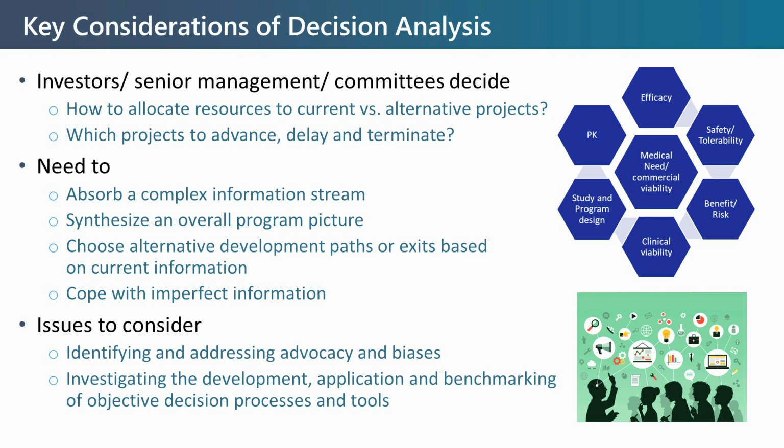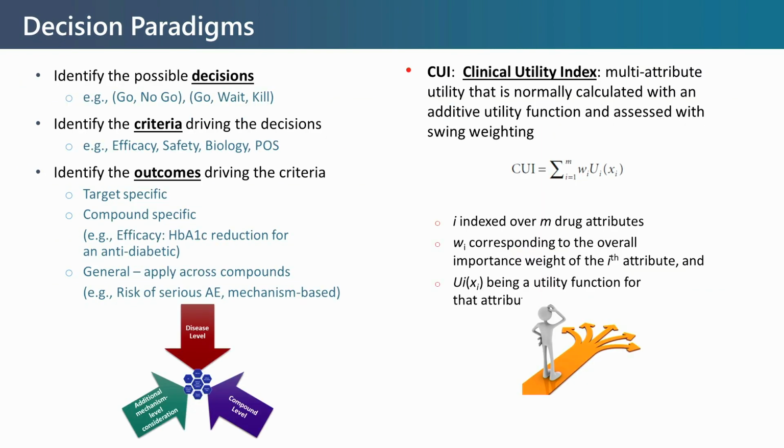And some of the issues to think about where decision analysis could be applied is understanding how advocacy plays out or any inherent bias within the decision-making people. And one of the key aspects of decision analytic tools is to investigate its development, benchmarking, and ensuring that decision analysis process and tools are consistent with organizational applications. There are several decision paradigms to consider.